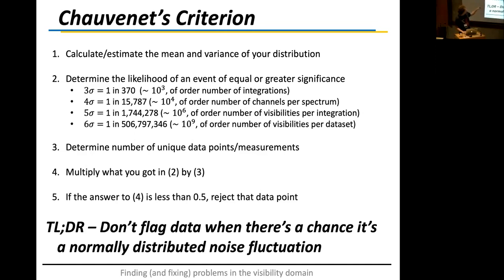You determine the number of unique data points. You determine how many data points it is that you're looking at. So if you're looking at 1,000 data points like we were looking in this previous plot, that's 1,000 data points. You multiply the likelihood by the number of unique data points. And if the answer that you get out of that is less than 50%, you can say with confidence, okay, I can chuck that because it's not likely that a randomly distributed value will generate that kind of noise-like event.